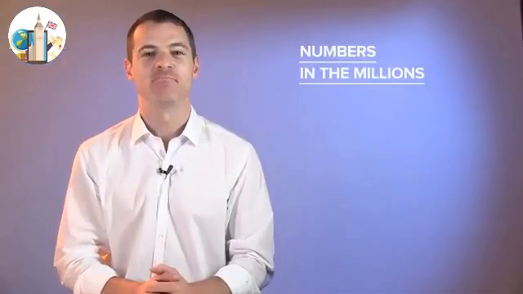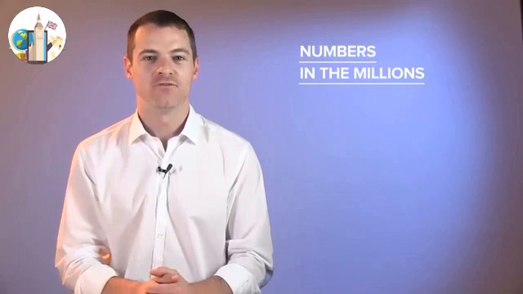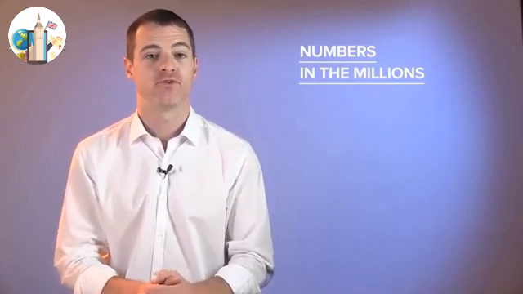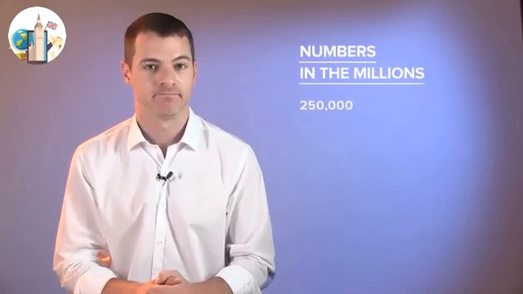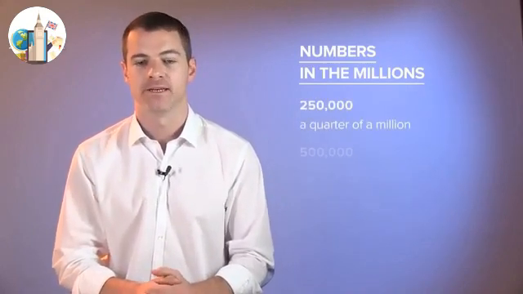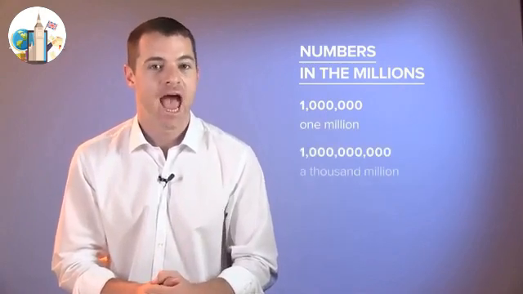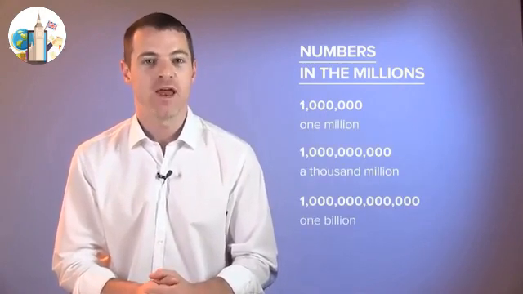Okay, now let's look at numbers in the millions. As you also saw in previous examples, to divide large numbers, we use commas. To make groups of 3 figures, for example, 250,000, 500,000, 1 million, 1,000 million, 1 billion.